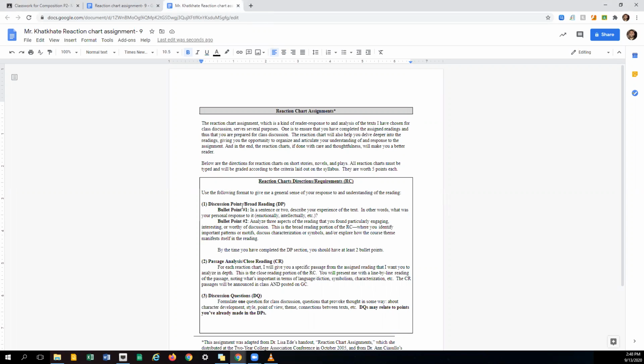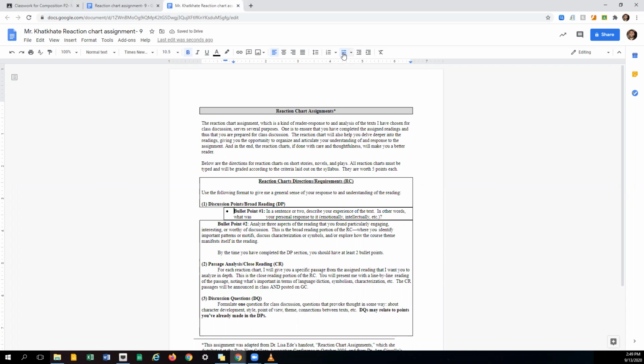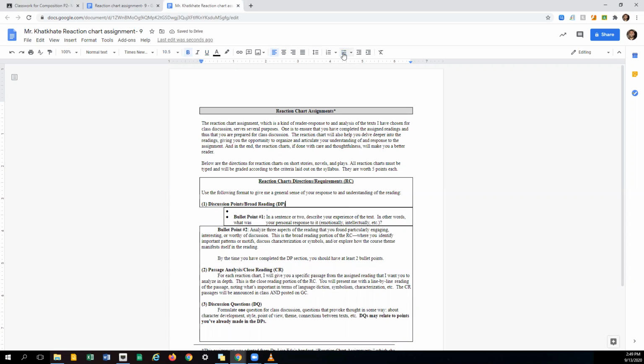Discussion points, broad reading. Bullet point, in a sentence or two, describe your experience of the text. In other words, what was your personal response to it? Emotionally, intellectually, etc. So what I'm going to do is go right in front of where it says bullet point, up to the top here, hit bullet point, and get that text out of there because I don't want it in the way. Now I'm going to write my bullet point. This text made me feel happy.